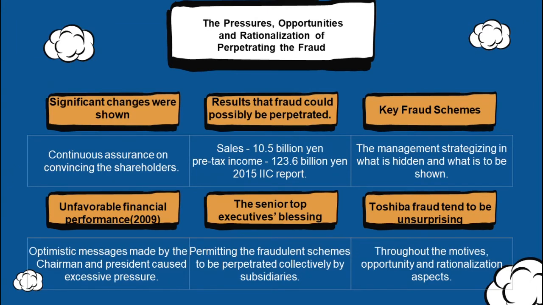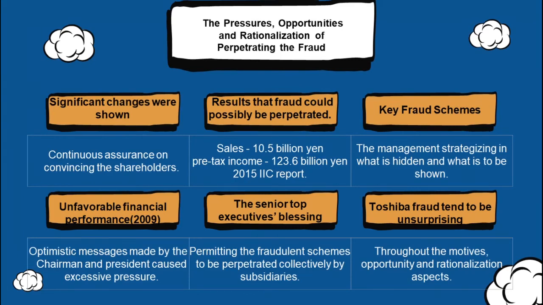This excessive pressure that was building in Toshiba also was due to overly optimistic messages made by the chairman and president to the shareholders in the annual reports, even after unfavorable financial performance was reported, especially in 2009. The behavior of optimistic messages was then passed on to the operating personnel to meet sales targets. Those bossy top executives persistently demanded the subsidiaries' management to achieve beyond the subsidiaries' capability, so they had to resort to unusual fraud schemes such as negative cost of goods manufactured to make the gross profit become positive.